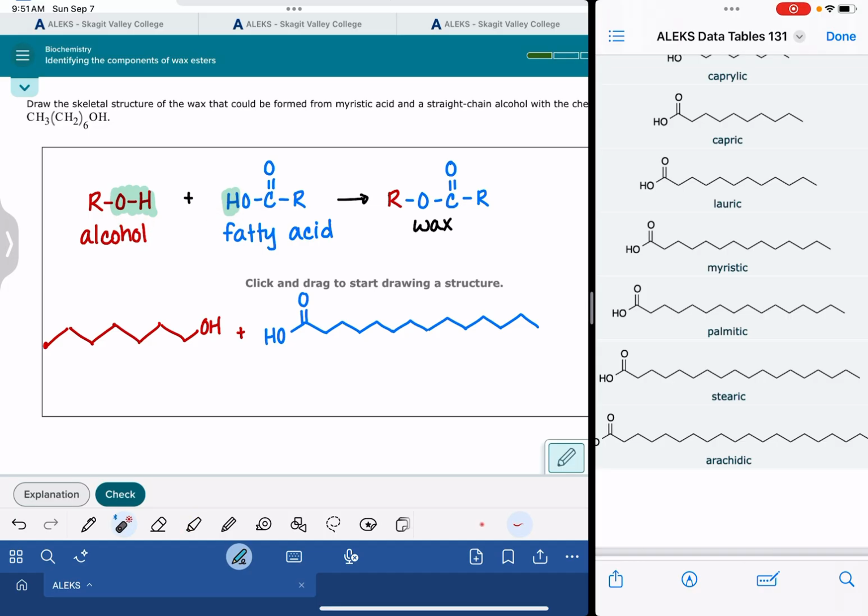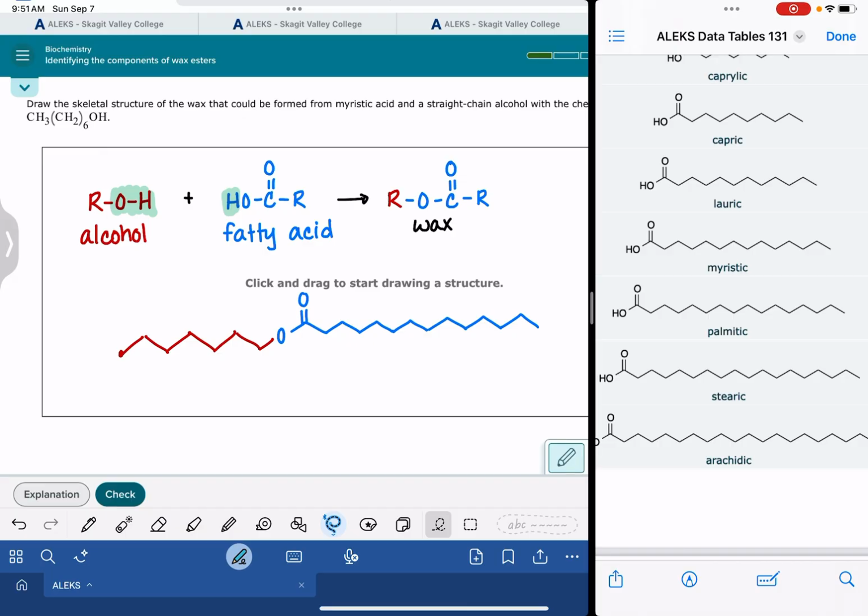And so what I want to do with my drawing down here, I want to remove that OH. And I also want to remove that hydrogen. And then I just want to slide these two pieces together. I'm going to get rid of my plus sign. Slide these two pieces together. And that is the structure of the ester.